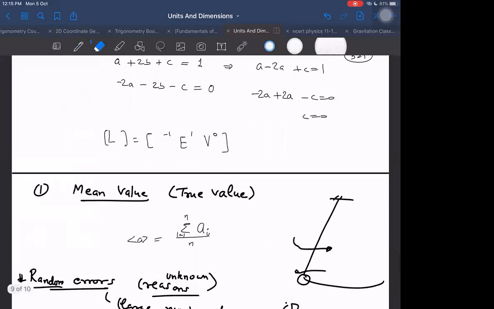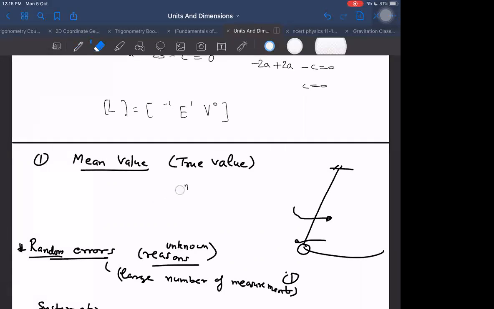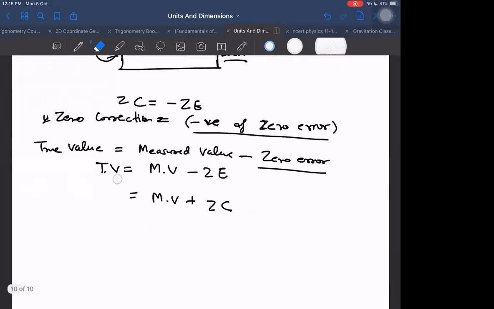Let us come back to our mean value. Here I'm calling mean value as true value, but okay, let us just call it mean value only. This will confuse otherwise with the true value. The measured value itself is the mean value. If I do it a large number of times, certain experiments we don't do a large number of times. We do once only. If we do once, then it is just that measured value. But certain experiments we can do a large number of times, and then we take the mean of those values.